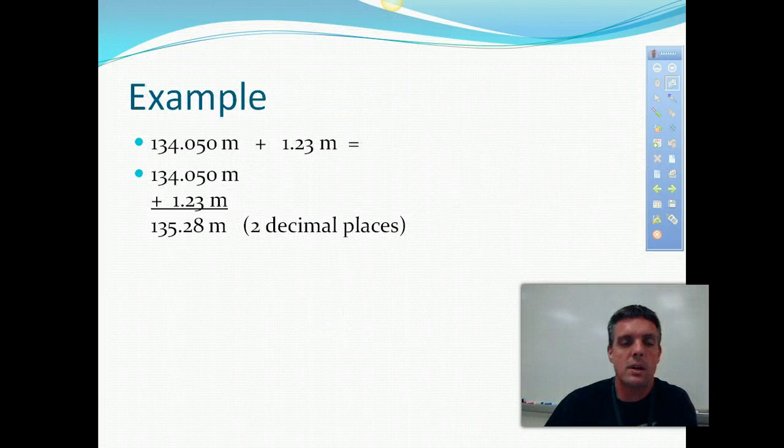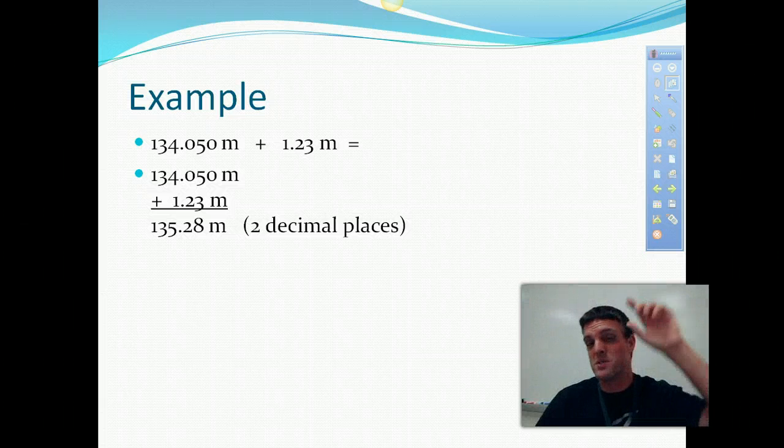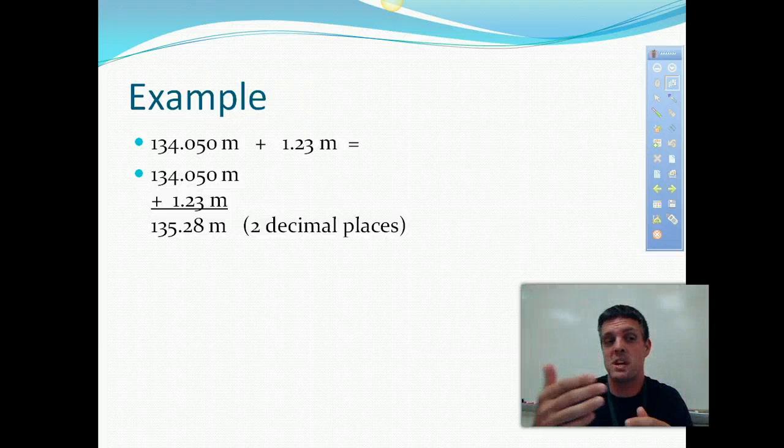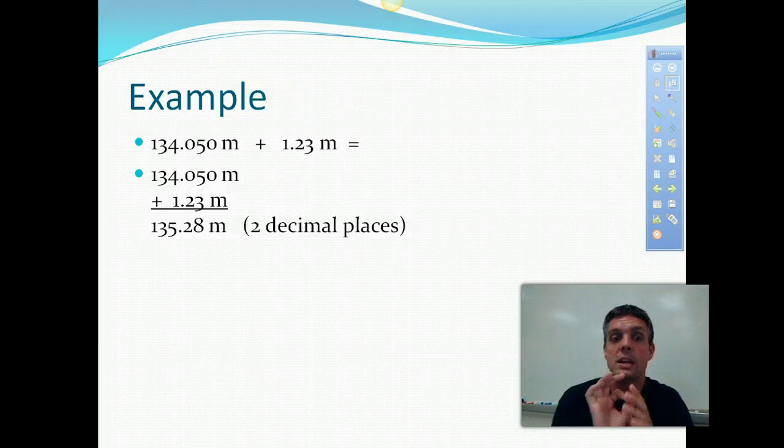And then if we look at an example of that, I'm going to take the top bullet and write that in columnar form, and I'm going to get an answer. I'm going to get 135.28. Now, one of those has 2 decimal places and one of the numbers has 3. According to the rule, go ahead and put your answer only in the fewest number, and that's 2.